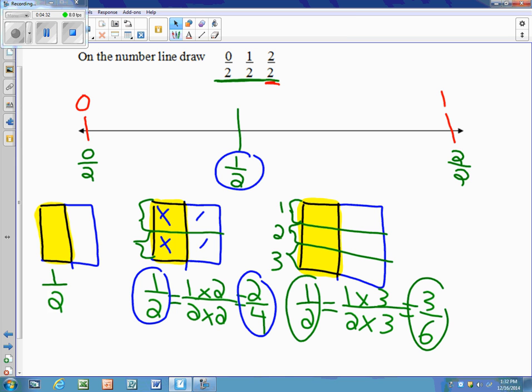So we need to be able to place our fractions on a number line. We need to be able to write our number sentence, and we also need to be able to draw a picture. And if I ask you where 2/4 goes on the number line, it also goes where 1 half is. They are equivalent to each other. So we're going to try another one.